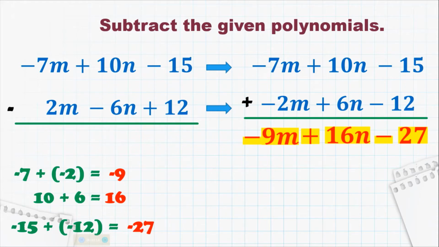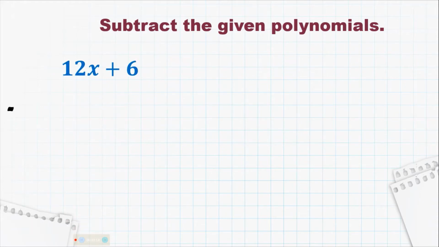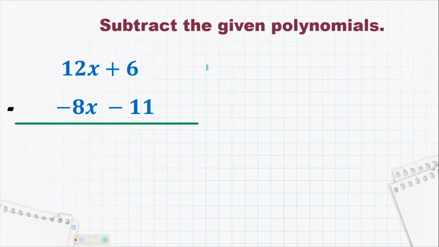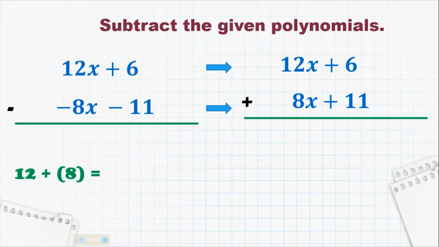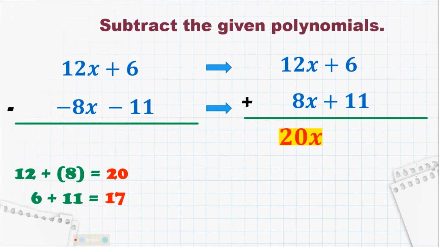Next po, 12x plus 6 minus 8x, negative 11. So, ikikip natin si 12x, positive 6, and then yung minus gagawin natin plus, and then negative 8x, negative 11, magiging positive 8x plus 11. And then, we will add 12 plus 8 is equal to 20. Then, copy the literal coefficient. And then, 6 plus 11 is 17.